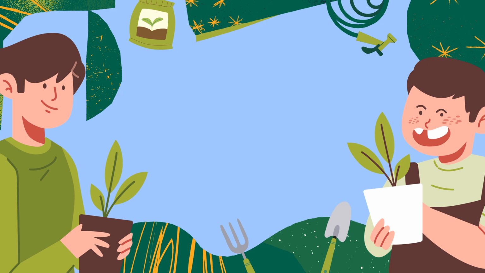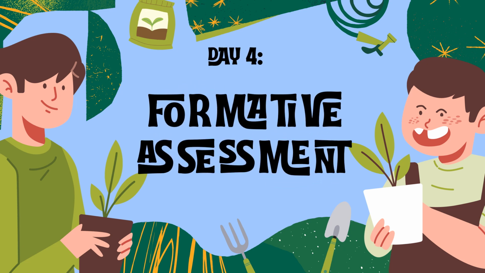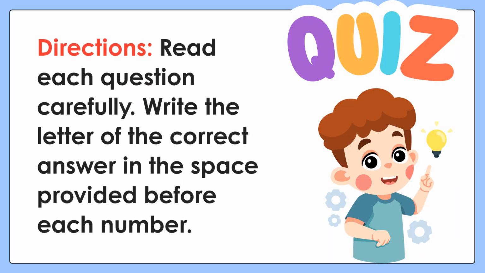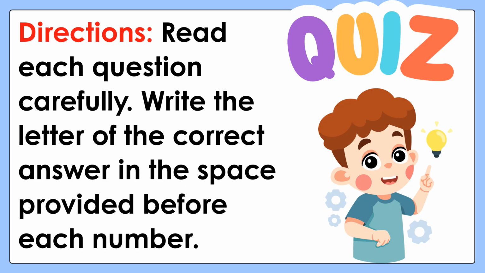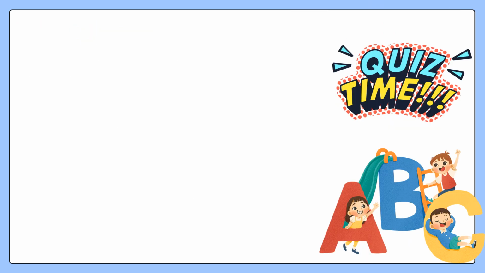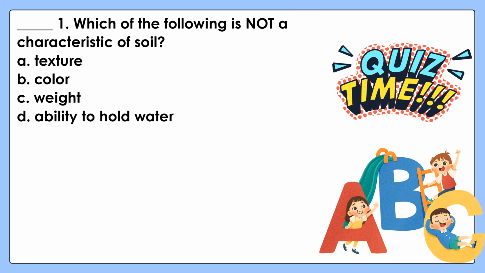Day 5. Formative Assessment. Directions. Read each question carefully. Write the letter of the correct answer in the space provided before each number. Number 1. Which of the following is not a characteristic of soil? A. Texture, B. Color, C. Weight, or D. Ability to hold water? The answer is letter C. Weight.